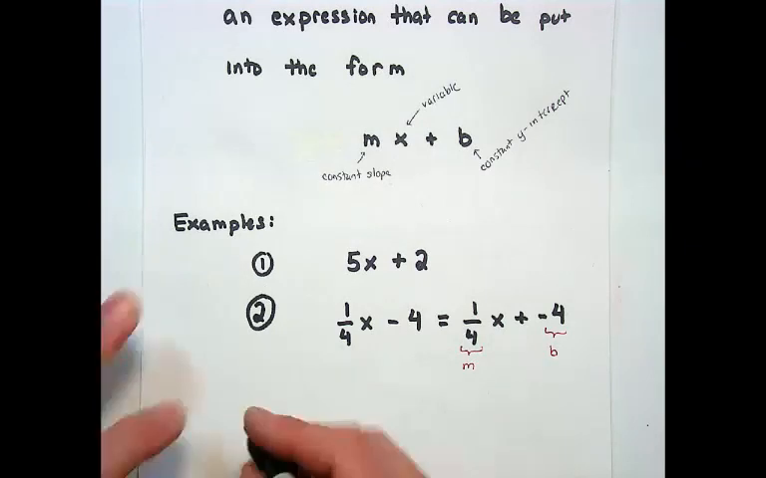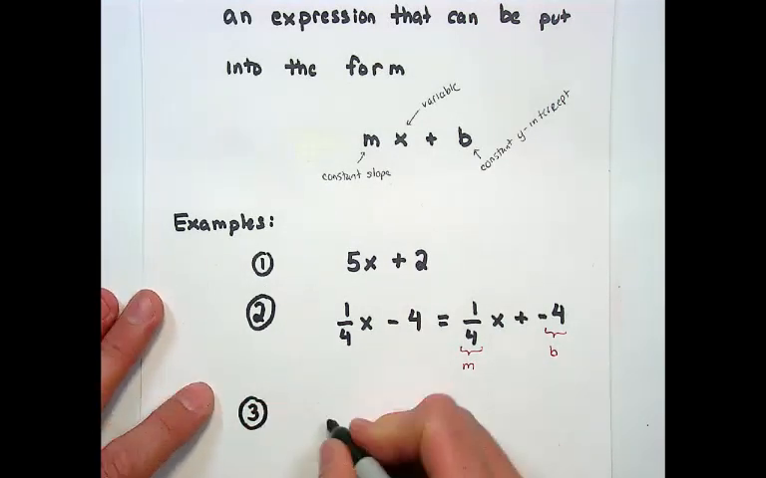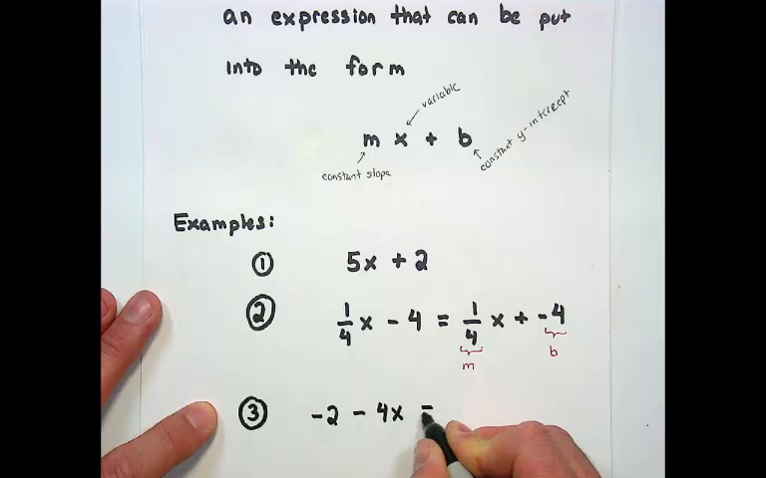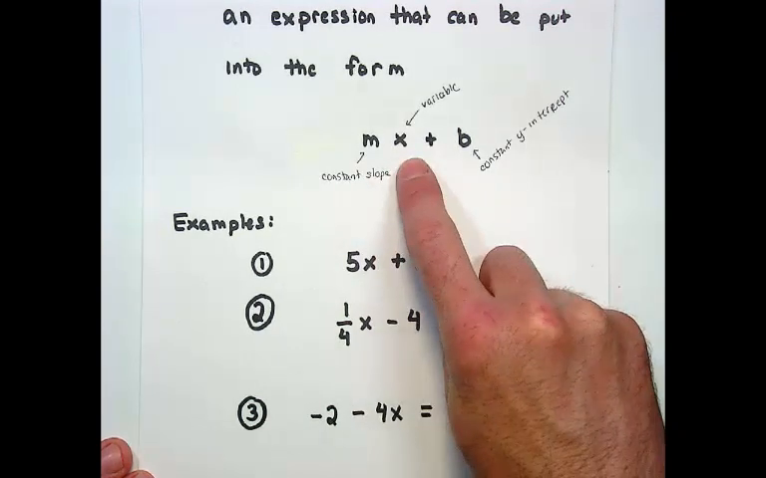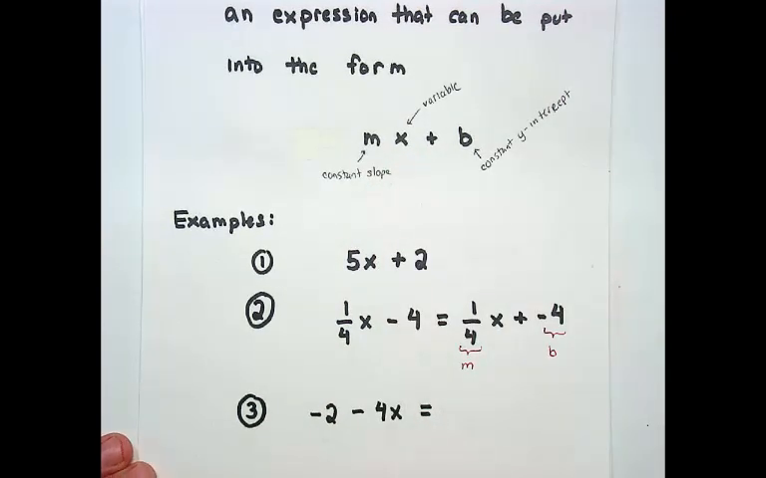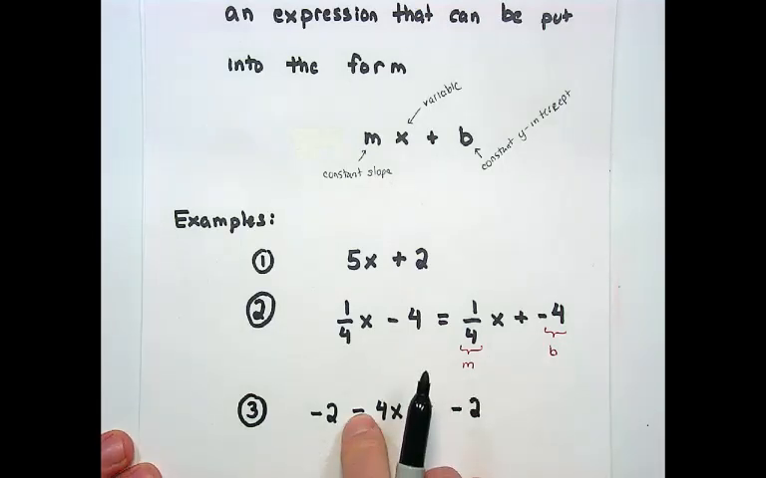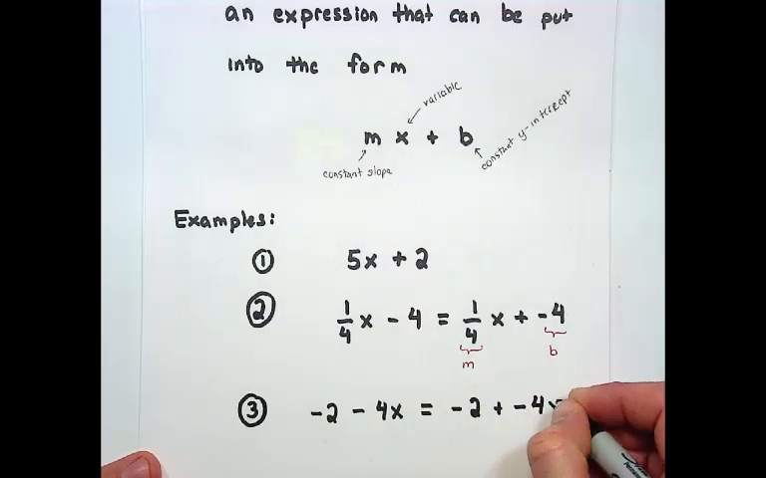Let's take a look at yet another example. And this one, we're going to throw a curveball. Maybe we'll call this -2 minus 4x. We say that this is a linear expression because it is in this form, even though we're going to have to massage it a little to make it look like that. One of the first things that we can do is recognize that every subtraction problem is actually just the addition of a negative number.